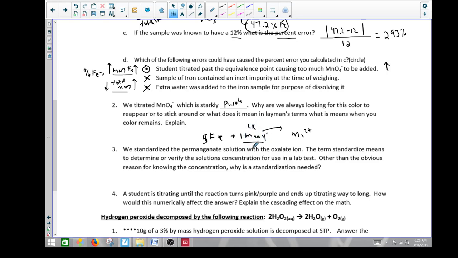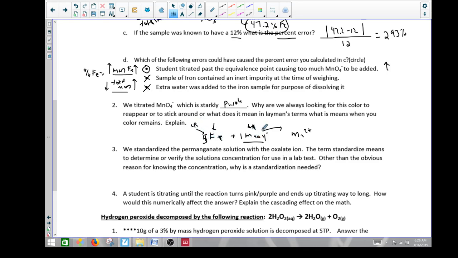And technically, if the purple disappears, it means we're consuming more iron, I should say. Never mind, that's not the limiting there. Hold on a second here. So as we're adding this stuff, more and more iron is disappearing. And once the MnO4 stays around, it means that all of this is gone. All of the iron is gone, or you might say the iron is now limited out to 0.